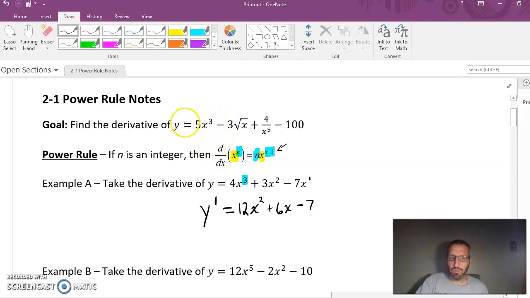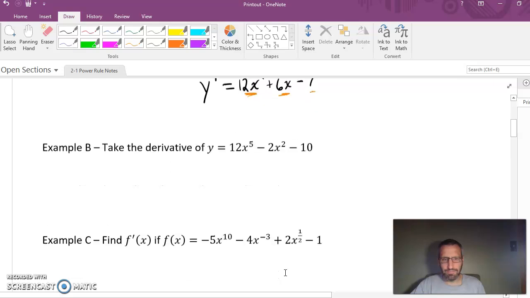All right? So we took the derivative of each individual term. 4x to the third, the derivative was 12x to the second. 3x to the second is positive 6x. And the derivative of negative 7x to the first was negative 7.